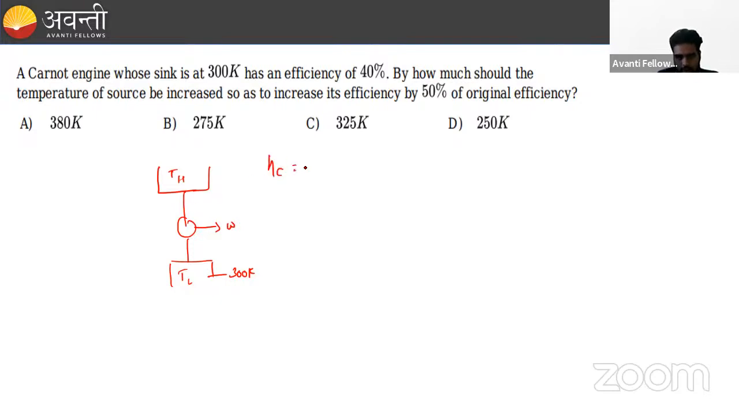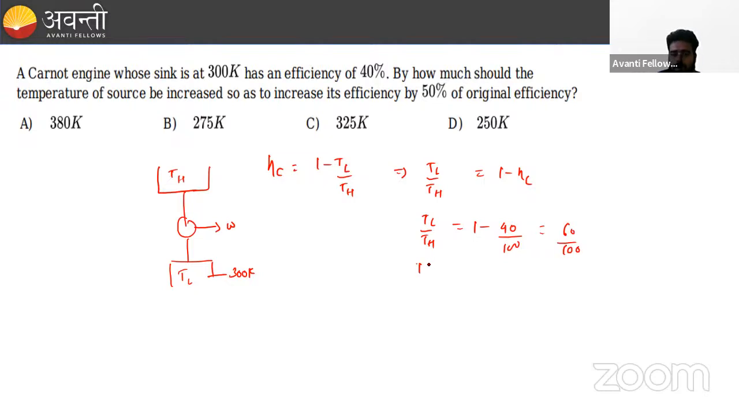We know that the Carnot efficiency is written as 1 minus T lower upon T higher. Here we can say that T lower upon T higher can be written as 1 minus Carnot efficiency. So whenever we have to find the value of T lower upon T higher, we can directly apply this equation. In the initial case, this is given as 40%. So this value is 40 upon 100, and this will become, guys, 60 upon 100.